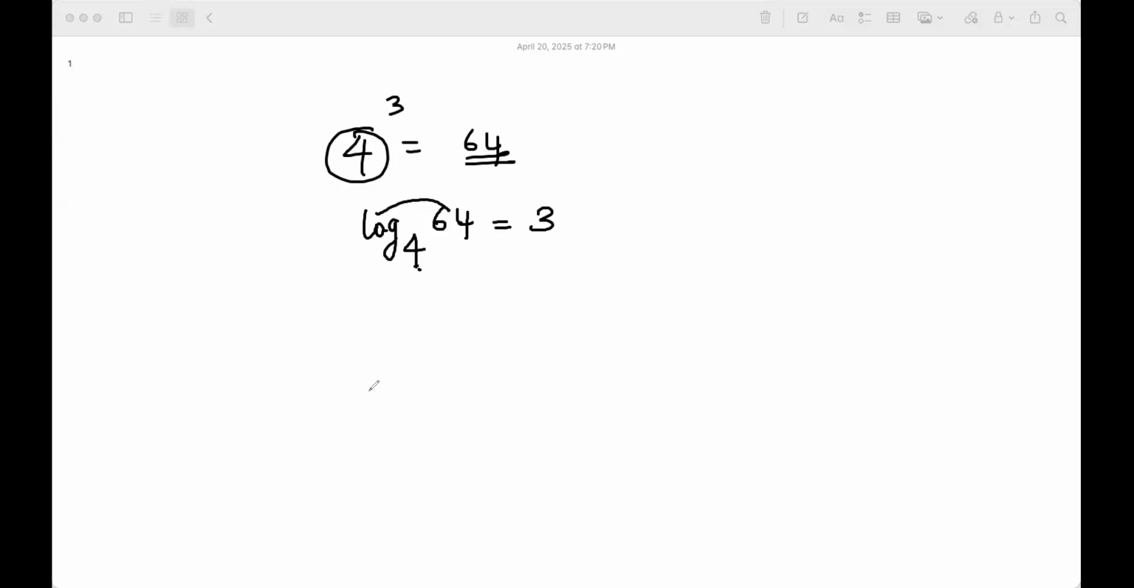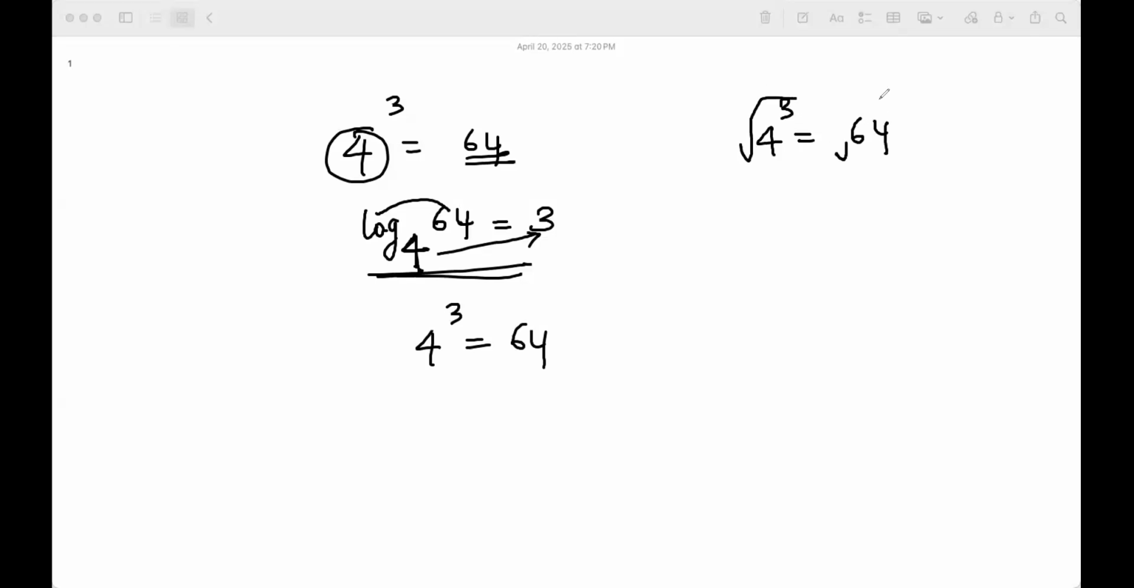If I want to convert this to an exponential function, I would start with the base. Base power exponent will be equal to 64. Make sense? Suppose you have a cubic function, what do you do? You take the cube root on both sides, right? That's a reverse operation. So you get 4 will be equal to, if you take the cube root on both sides, 4 will be equal to 4, correct?